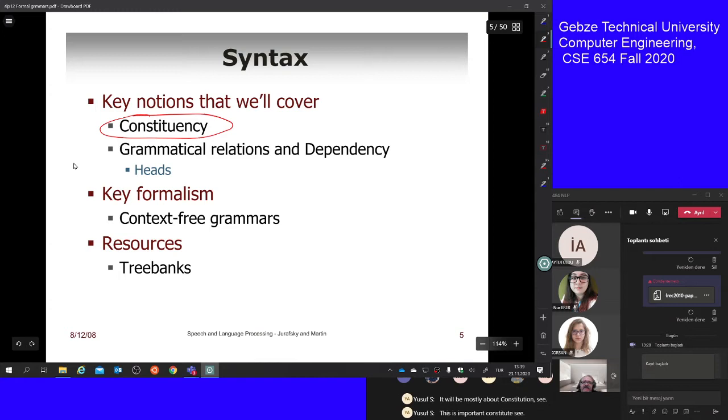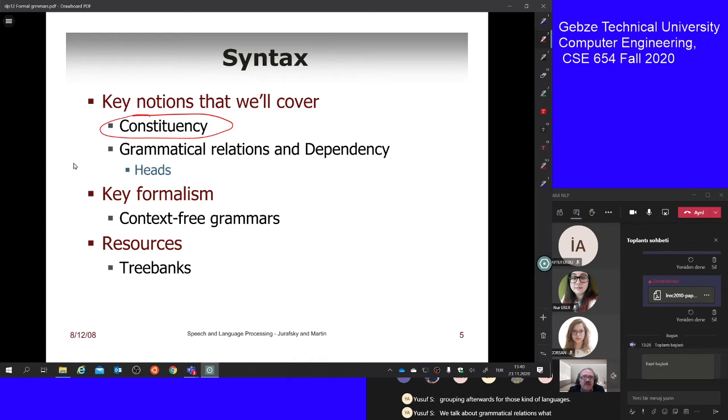Constituency is grouping of words, okay? Grouping of words, and we are going to talk about it a lot. Sometimes constituency is very powerful, but sometimes it is overkill. Sometimes it is too much, and some of the languages are not very good about this constituency grouping of the words. For those kinds of languages, we talk about grammatical relations.